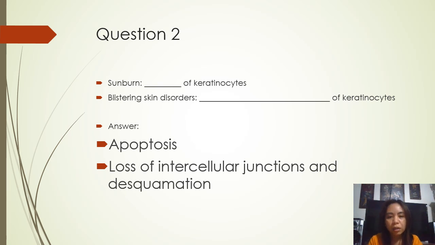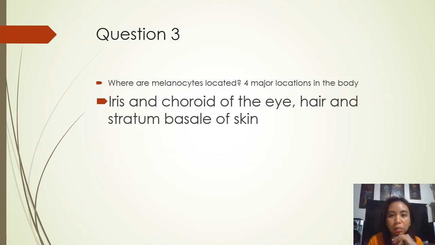Sunburn is too blank of keratinocytes and blistering skin disorders are blank of keratinocytes. So this is a question of the process. So sunburn is a process of apoptosis of keratinocytes, while blistering skin disorders are due to the loss of intercellular junctions and dissociation of keratinocytes.